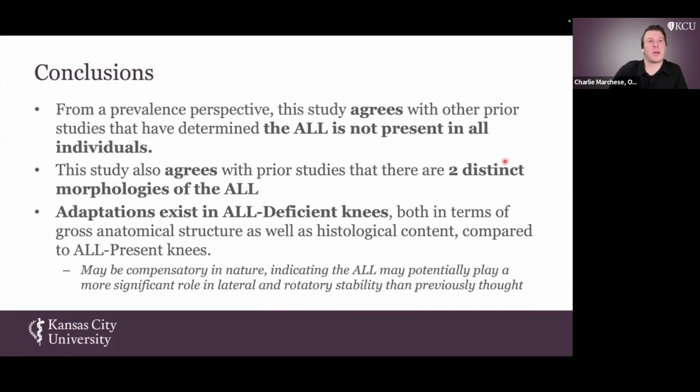So just to wrap this up, some concluding statements. From a prevalence perspective, this study agrees with other prior studies that have determined that the ALL is not present in all individuals. The study also agrees with prior studies that there are two distinct morphologies of the ALL. But one of the conclusions of this paper specifically is the fact that we did find adaptations within ALL deficient knees, both in terms of gross anatomical structure as well as histological content compared to ALL present knees. This adaptation may be compensatory in nature, indicating that the ALL may play potentially a more significant role in lateral and rotatory stability than what was previously thought.